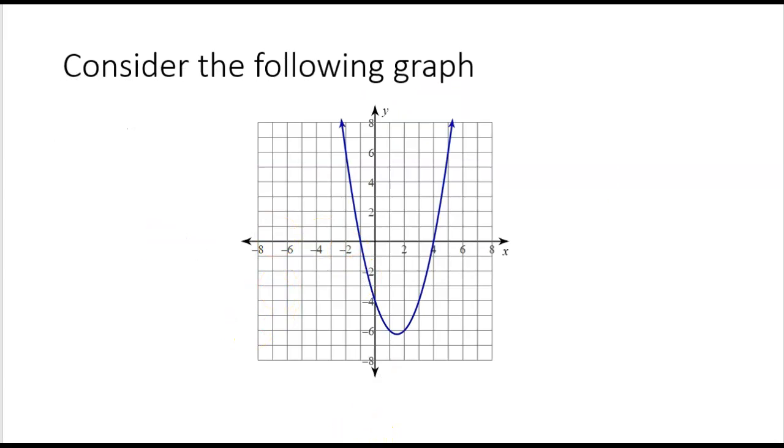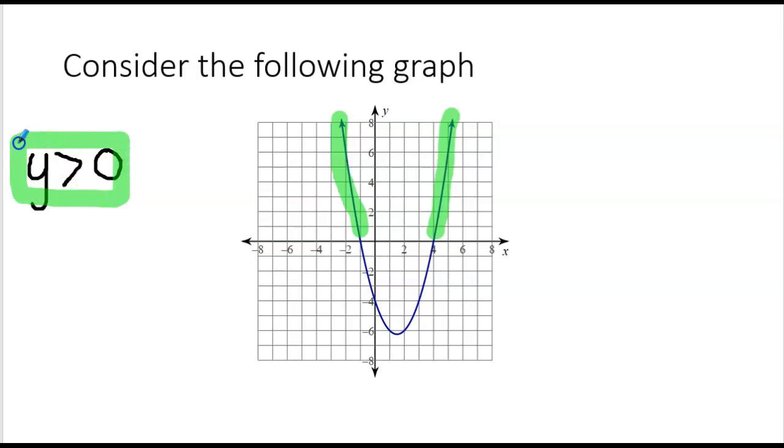So I want you guys to consider this following graph, and for a minute I want you guys to ponder this. I want you to highlight the region in this graph where y is greater than 0. Highlight the region of this graph where y is greater than 0. Well, y is based on this vertical axis, right? Greater than 0 means positive. So all these points up here are places where y is positive. And all these points up here are places where y is positive. So I'll go ahead and highlight that in green.